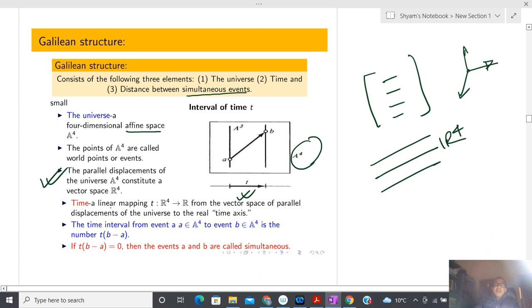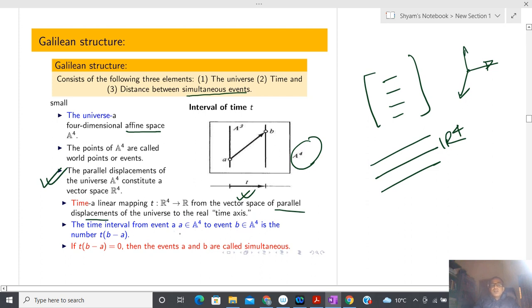Now time is a linear mapping T from R4 to R. I have told you that time means here space and time both are progressing, but finally time is a mapping from R4 to R. It forms a vector space of parallel displacement of the universe to a real time axis. Again, here you can see that I am talking about parallel displacement only.